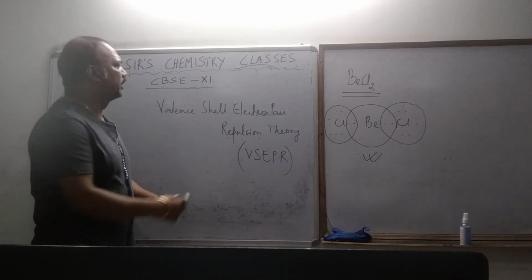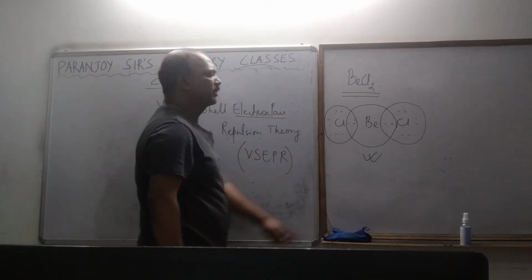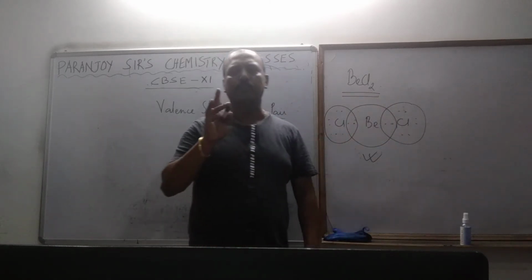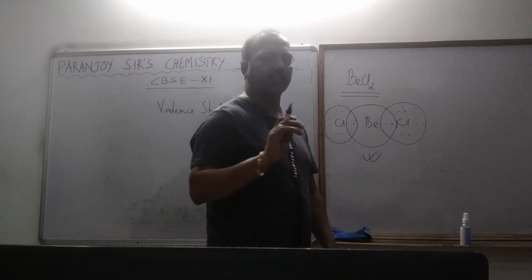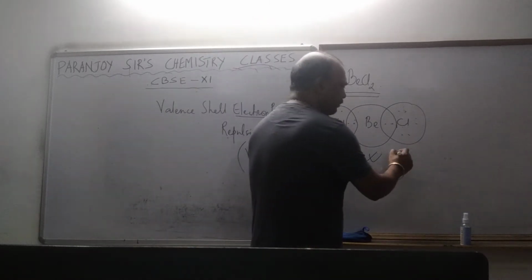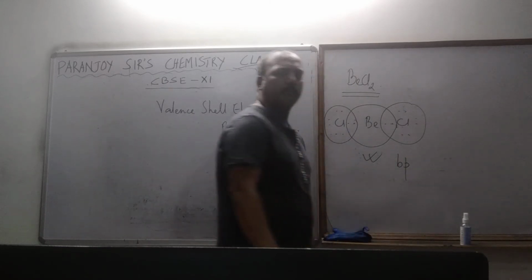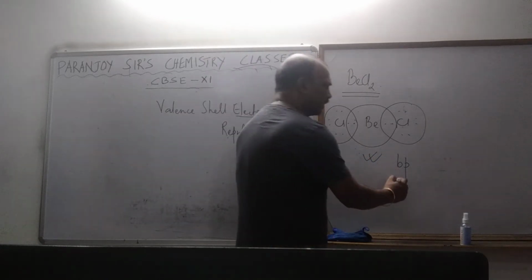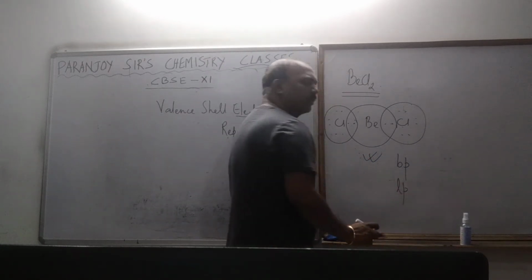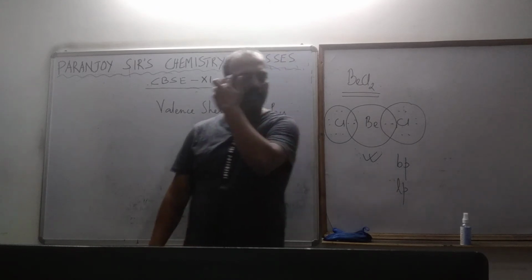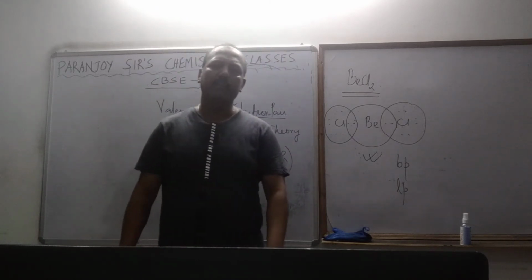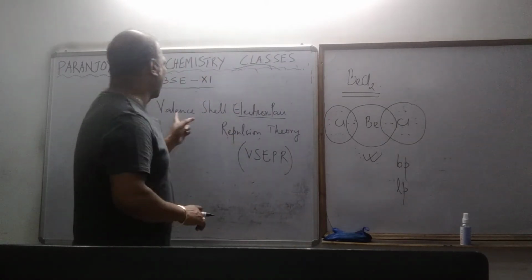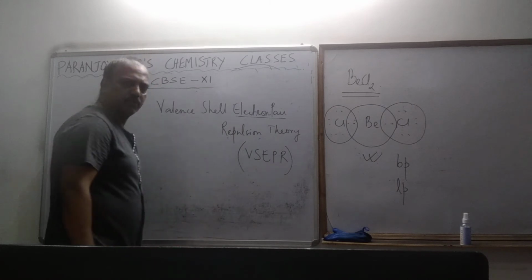First point: electron pair. Obviously, the central atom will have electron pairs in it. There can be 2 types of electron pair that we studied last day. One is the bond pair, which is involved in the formation of the bond. The other is the lone pair, which is not taking part in bond formation. So valence shell electron pair, you understood this.